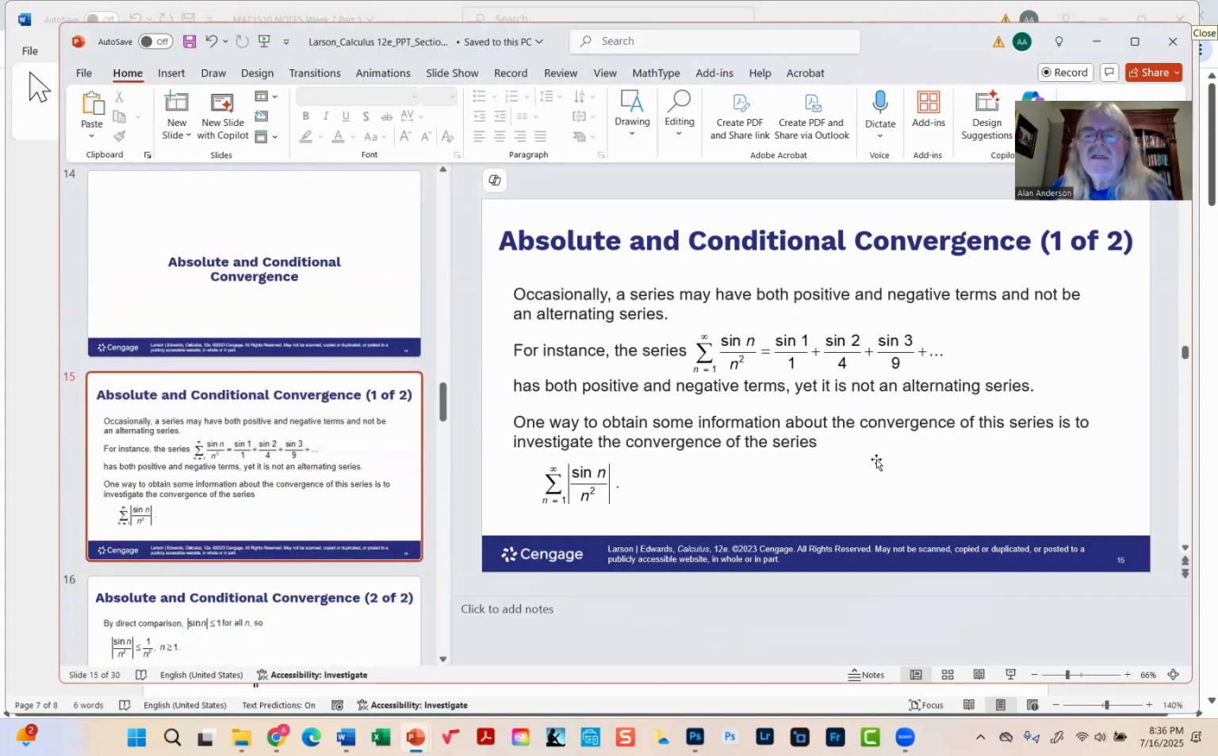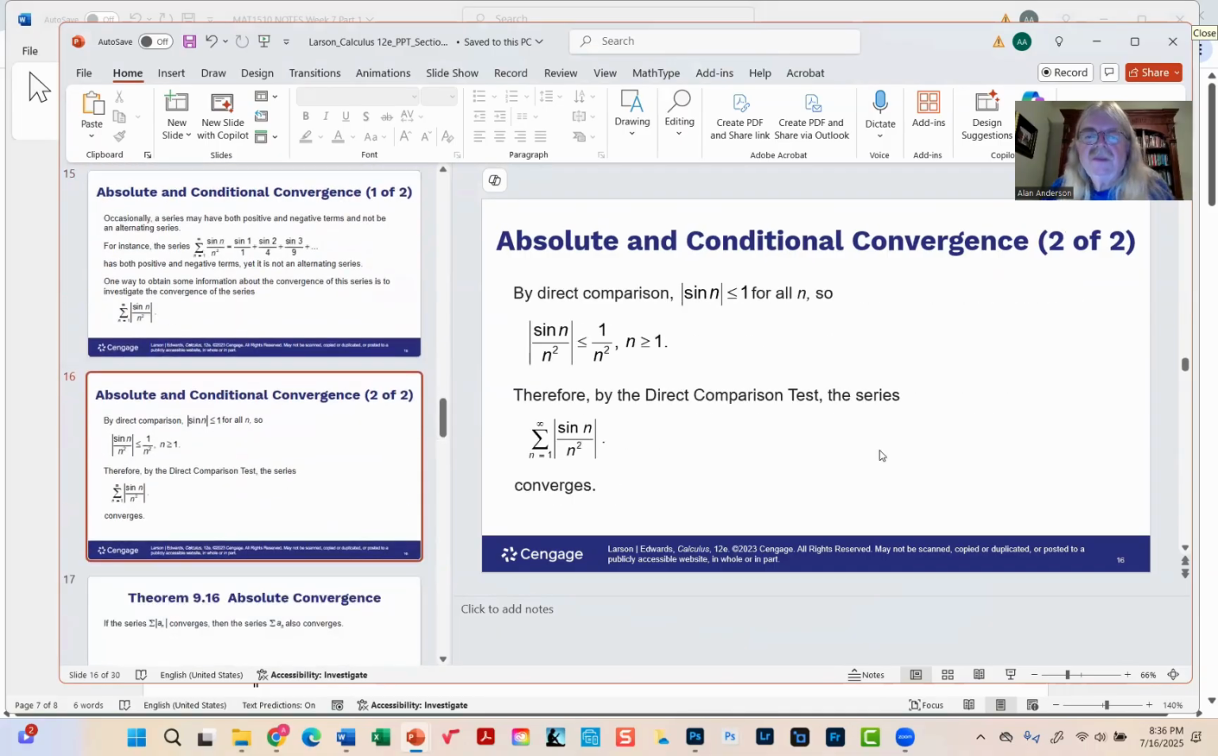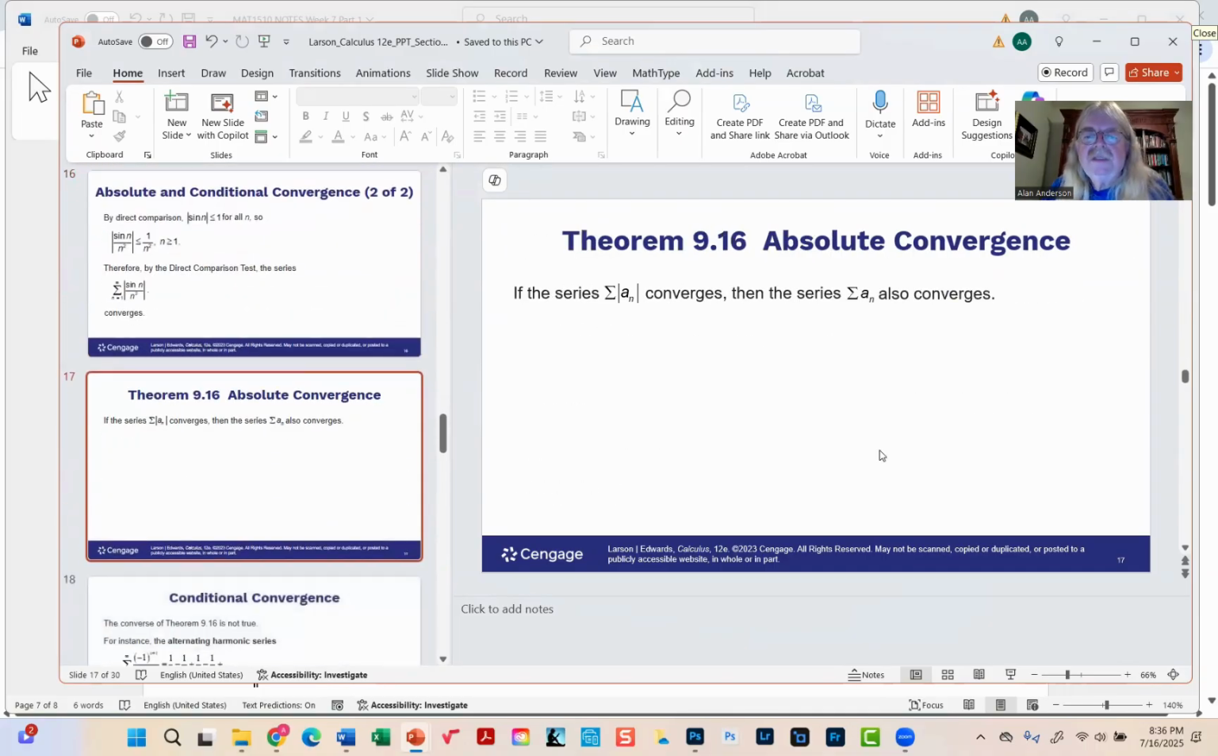Now, we do have these different types of convergence. We have something called absolute convergence and conditional convergence. So if the series of absolute a_n converges, then the series without the absolute value also converges. Fine.